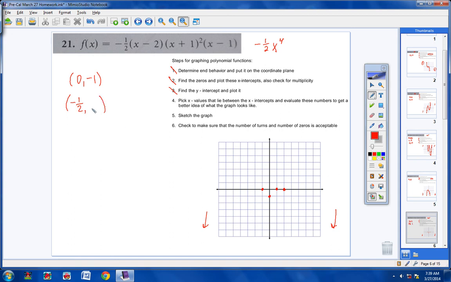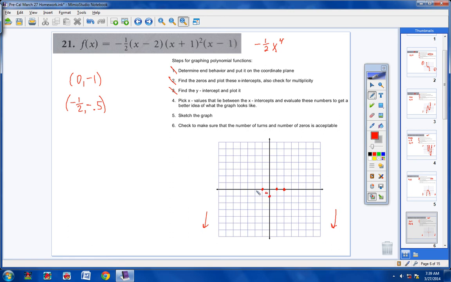So I'm going to go ahead and substitute a negative 1/2 into the equation. And when I do that, I get out a negative 0.5. I rounded that, so negative 0.5. So negative 1/2, negative 1/2. So it looks like it's going to be here.